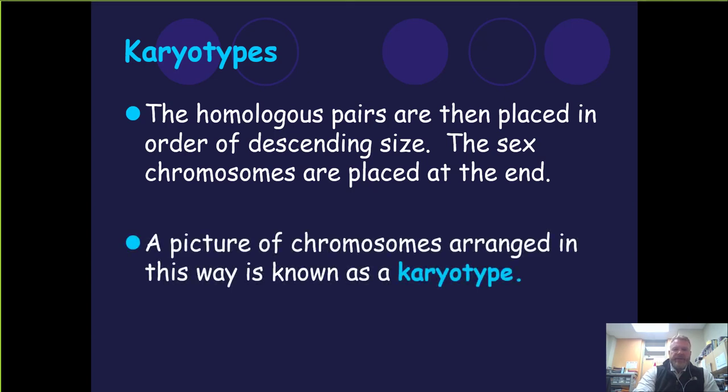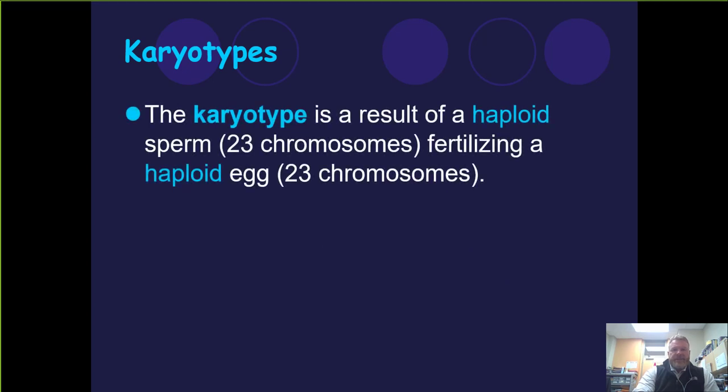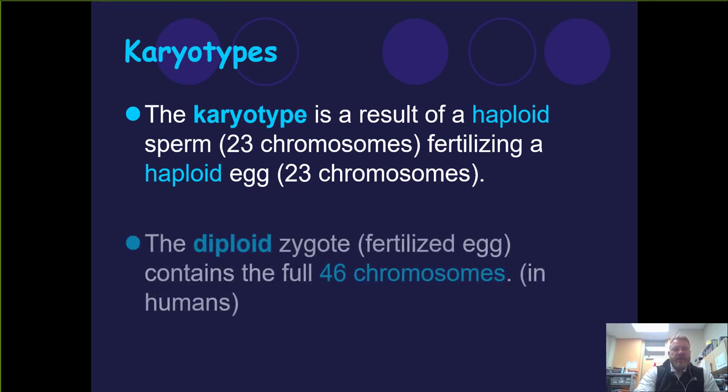It really is just a picture of how these are arranged, and we can tell if there is a genetic abnormality or something like that. Once again, as a result of haploid sperm cells and a fertilized egg, we got 23 and 23 coming together to make 46 for a normal human. And that's what we see.